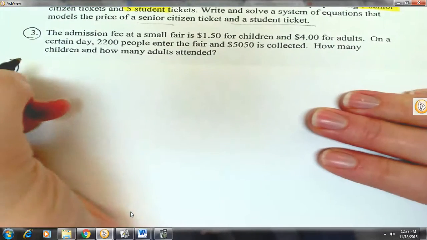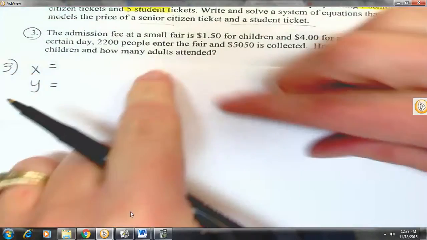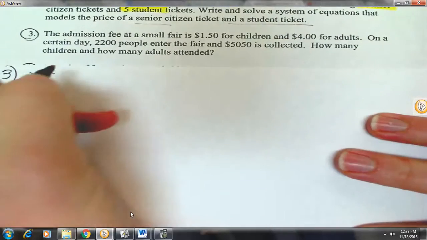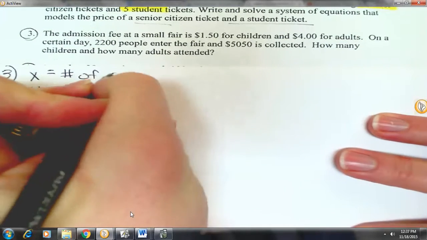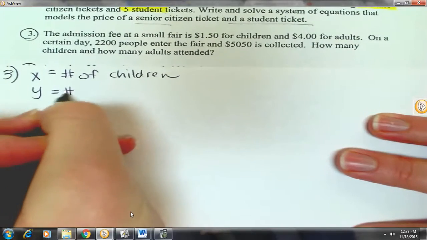So I'm going to use x and y this time. And like I said before, you can use whatever variables you want. Let's let x be the number of children that attended. And y is going to be the number of adults.